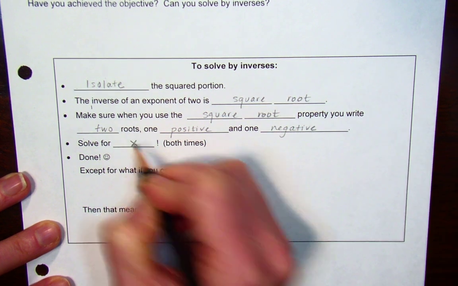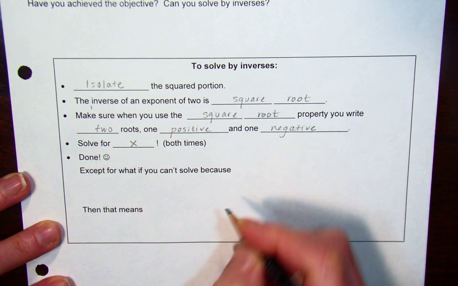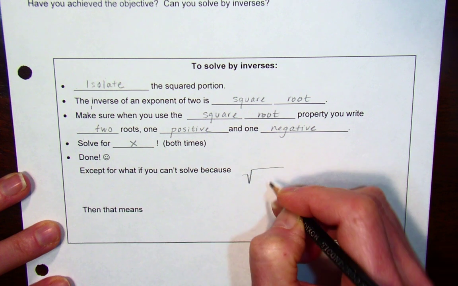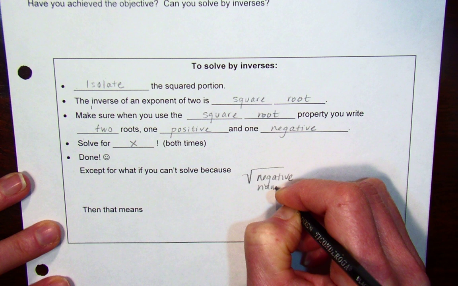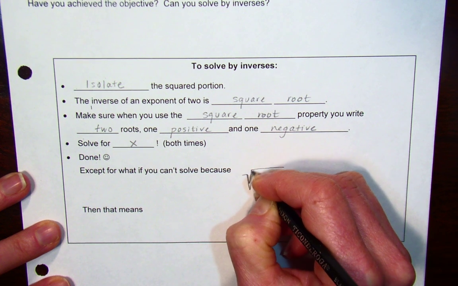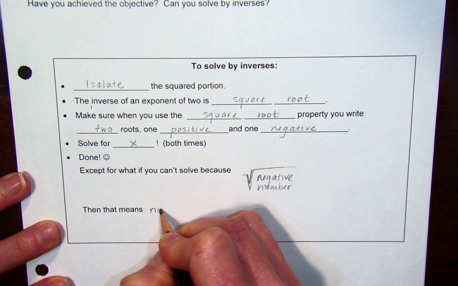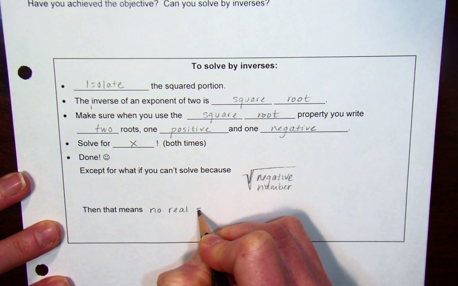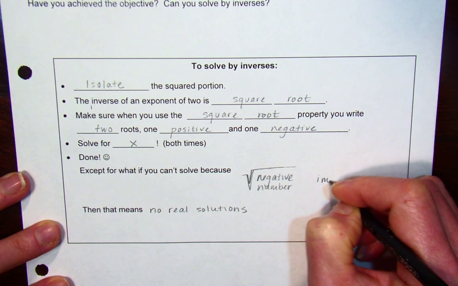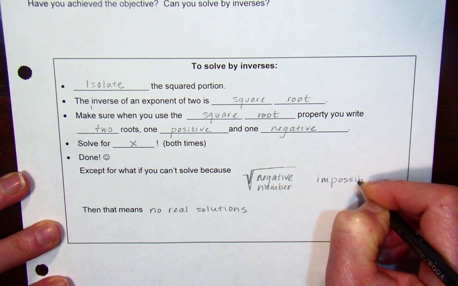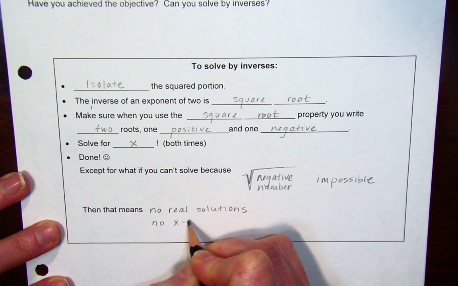Then you solve for x both times and you should be done, except for when you can't solve, because you get the square root of a negative number. If you try to square root a negative number, that means that you have no real solutions. Square rooting a negative is impossible in our real number system. And if you have no real solutions, that means that you have no x-intercepts.